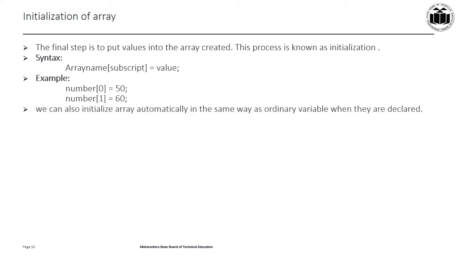We can also initialize the array automatically in the same way as ordinary variables when they are declared. Let us see this concept with the help of an example. So here first you need to mention the data type, the name of the array along with the square bracket, which is equal to a list of values in the curly bracket. So int number[] = {35, 40, 50, 45, 95}. Remember, all these elements are of the same data type, that is integer, and all these values are saved in the number array.